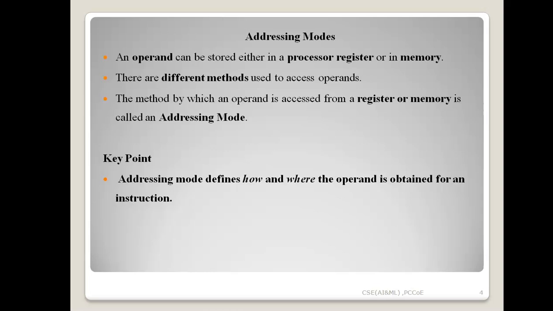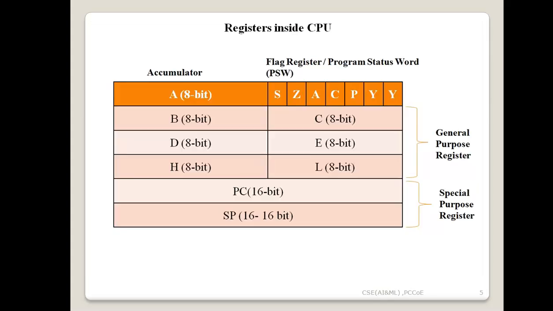Now an operand can be stored either in the processor register or in the memory. So there are different methods used to access the operands. The method by which an operand is accessed from the register or memory is called an addressing mode. Thus, an addressing mode defines how and where the operand is obtained from an instruction.